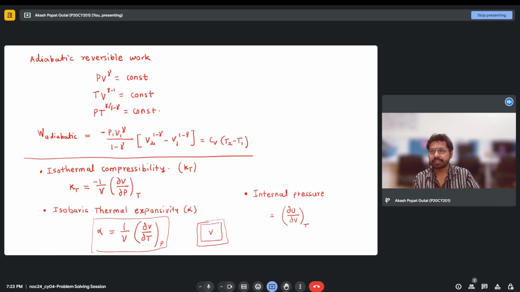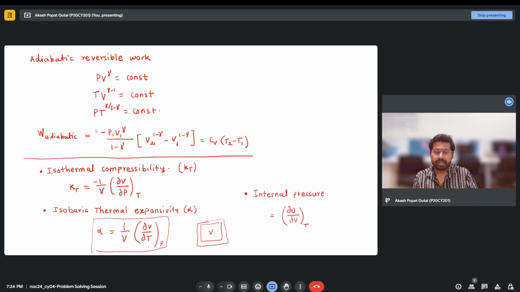Then we discussed adiabatic reversible work, and these three relations: PV raised to gamma is equal to constant, TV raised to gamma minus 1 is equal to constant, and PT raised to gamma upon 1 minus gamma is constant. And the long expression for adiabatic work done can simply be written as Cv into T2 minus T1. And this is the expression for work done in an adiabatic process in terms of final pressure, initial pressure, initial volume and final volume.